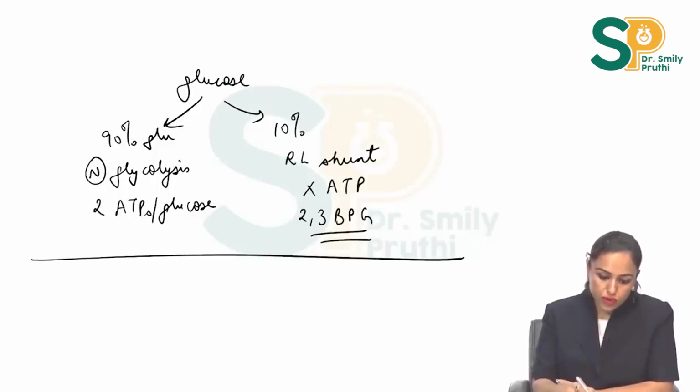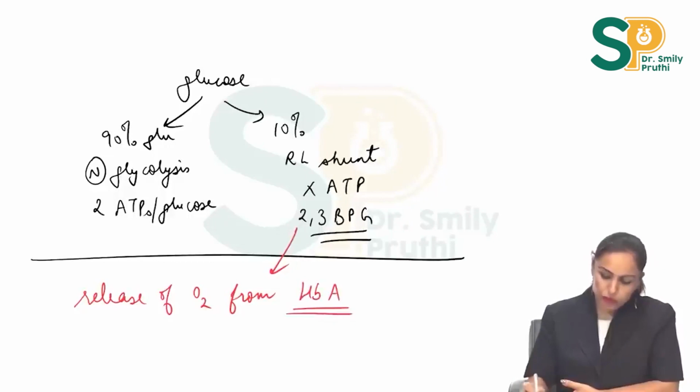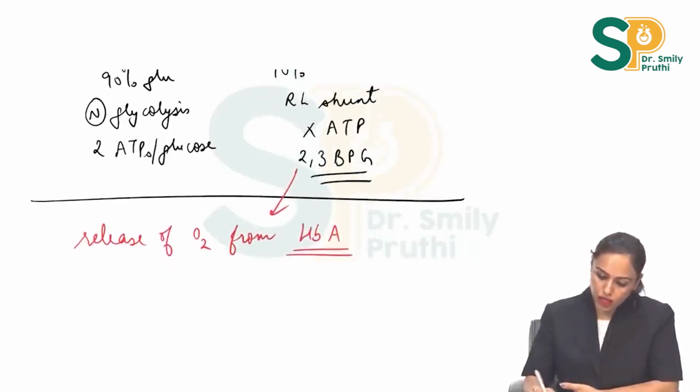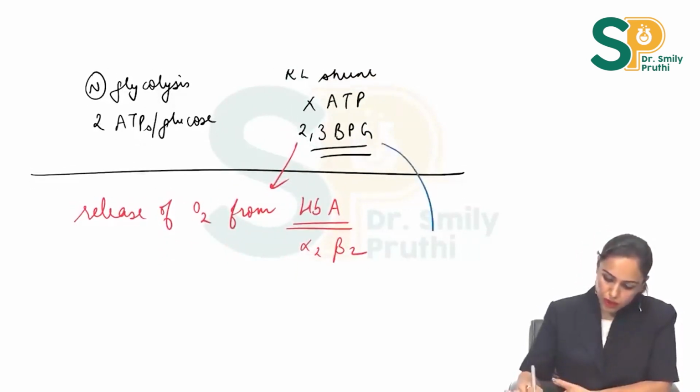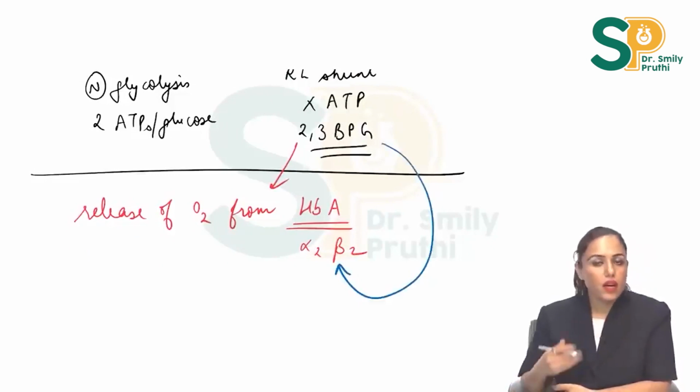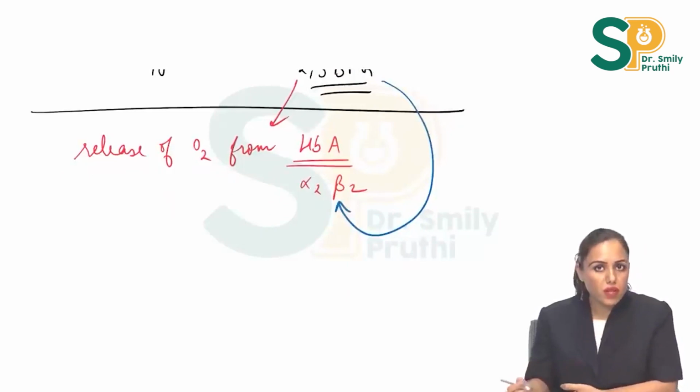So what is the use of this compound 2,3-BPG in RBCs? This 2,3-BPG is used for the release of oxygen from hemoglobin A. It can only affect hemoglobin A because hemoglobin A is 2 alpha 2 beta chains, and this compound 2,3-BPG binds to the beta chain and affects the release of oxygen. So therefore, it will not affect any other hemoglobin.